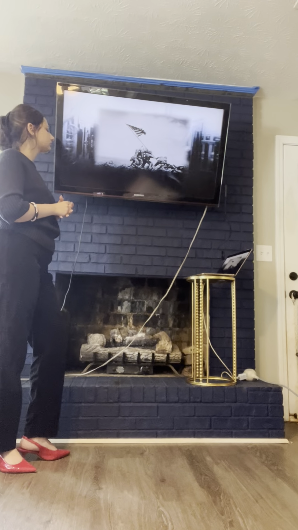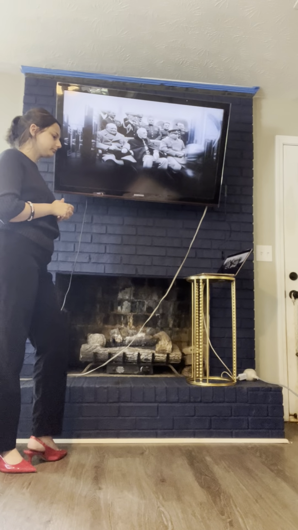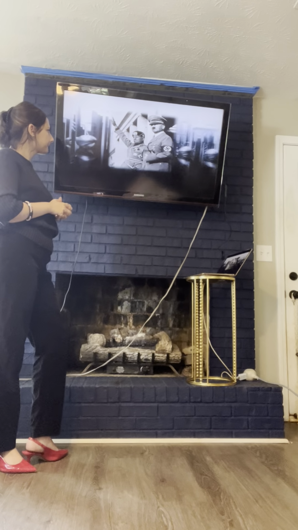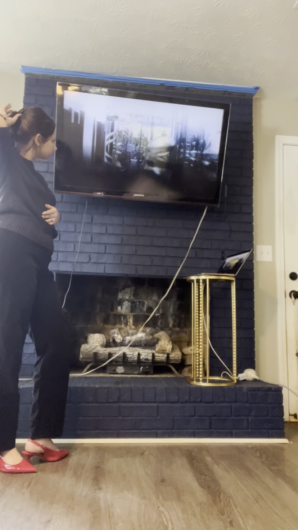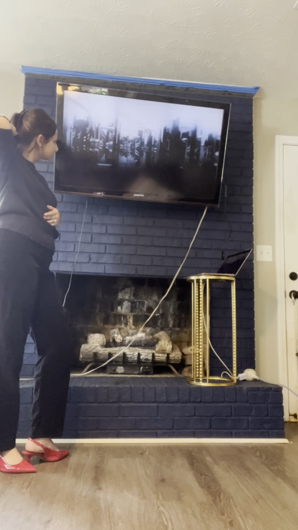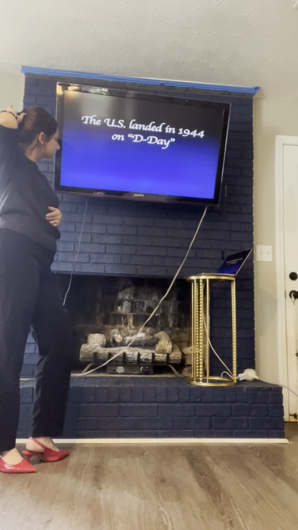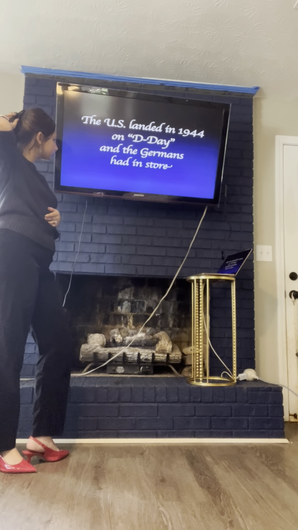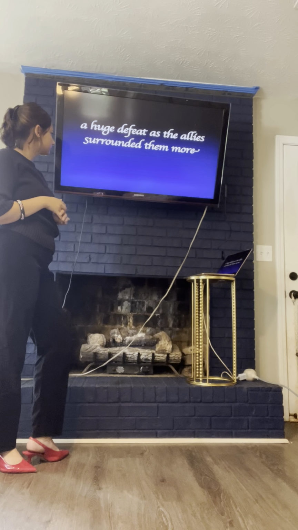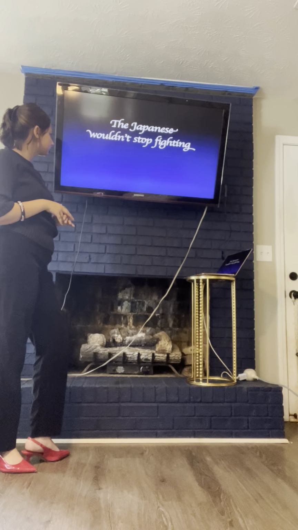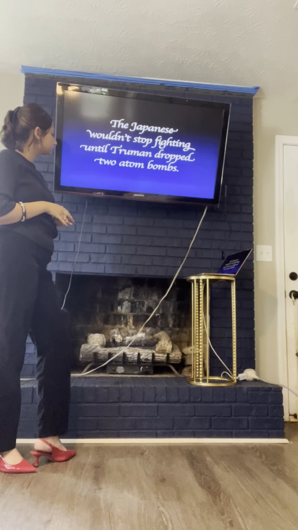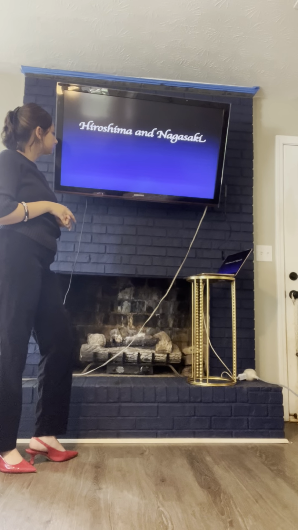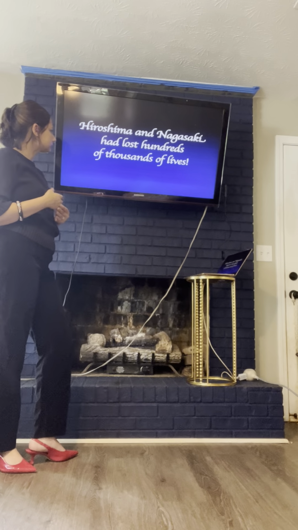Over 60 million people died during World War II. Approximately 80,000 American troops died during the Battle of the Bulge. Russia alone lost over 20 million lives. The U.S. landed in 1944 on D-Day, and the Germans had in store a huge defeat as the Allies surrounded the war. And won the war, the Japanese wouldn't stop fighting until Truman dropped 2 atom bombs. Hiroshima and Nagasaki had lost hundreds of thousands of lives.